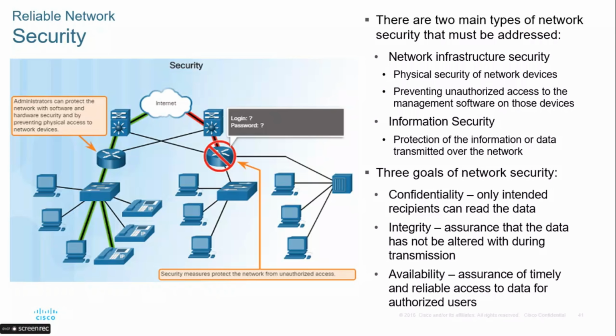Confidentiality, integrity and availability. Availability is the assurance of timely and reliable access to data for authorized users. Integrity is the assurance that the data has not been altered. You assure users that their data is not going to be manipulated by intruders or threat actors. Confidentiality. Only the intended recipient can read the data. There is no impersonation on that.